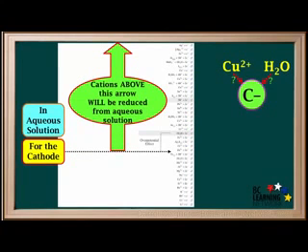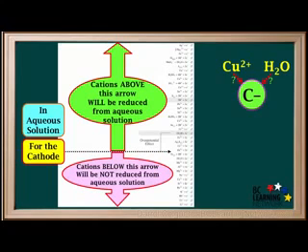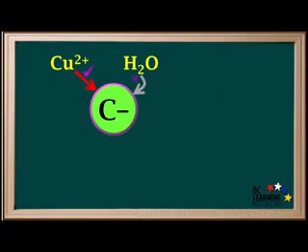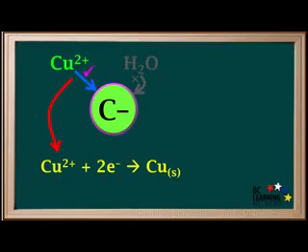Remember, at the cathode, any cations above this overpotential arrow will be reduced from aqueous solution, even if water is present. And any cations below this overpotential arrow will not be reduced from aqueous solution. We see that copper 2+ ions are higher than the overpotential arrow for the reduction of water. So copper 2+ ions will be reduced at the cathode, which we can show here by putting a check mark by the copper 2+ and an X by the water. So the half reaction occurring at the cathode of this cell is Cu2+ plus 2 electrons gives copper solid.